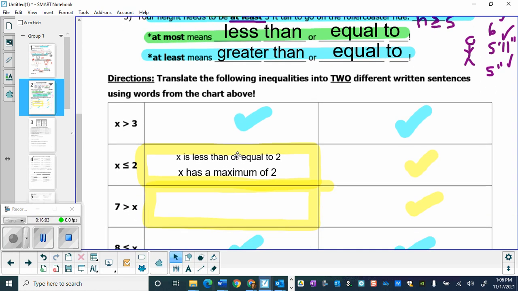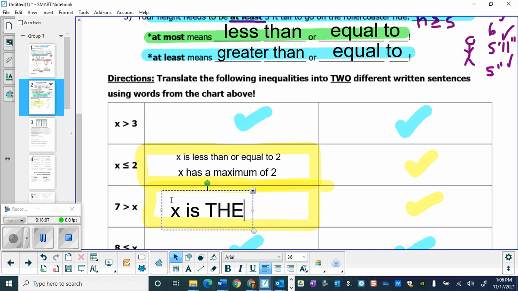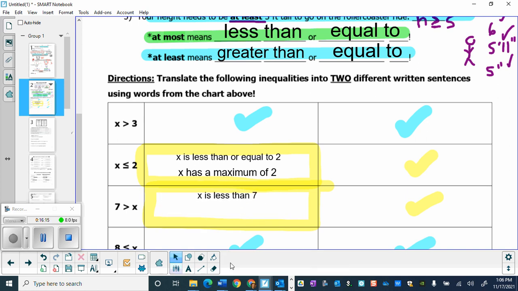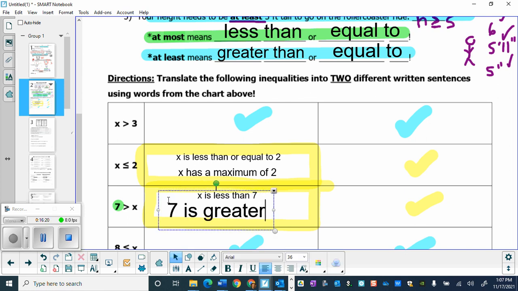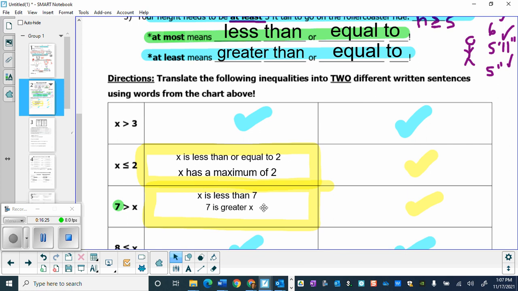Now let's go below it, okay? So now here, obviously the easy one is x is less than 7. That's the easy one. And even though you might have been tempted to start with the 7 and say 7 is greater than x, because that's right, you could say 7 is greater than x. That is true. If x is less than 7, 7 must be greater than x.